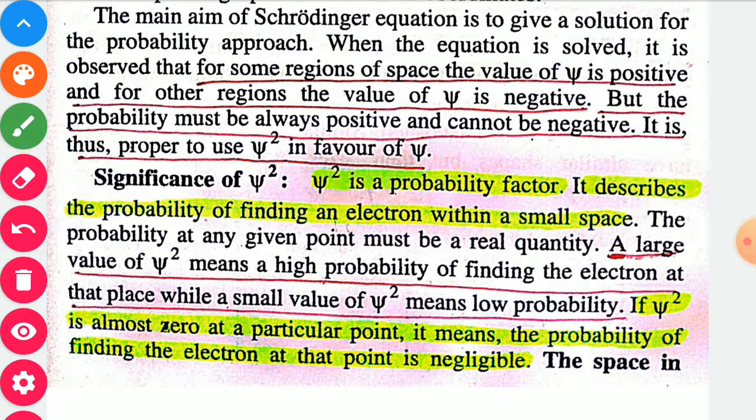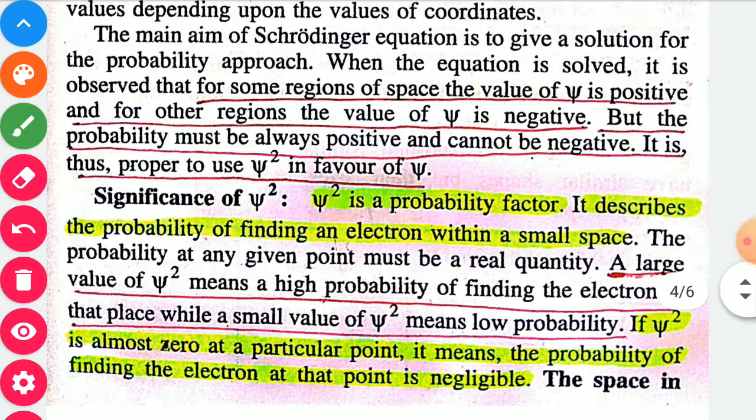Now, significance of psi square. Generally here psi square indicates the density of electron in three-dimensional space. Means probability is directly proportional to the density of electron at a particular point in three-dimensional space. So here psi square is a probability factor. It describes the probability of finding an electron within a small space.